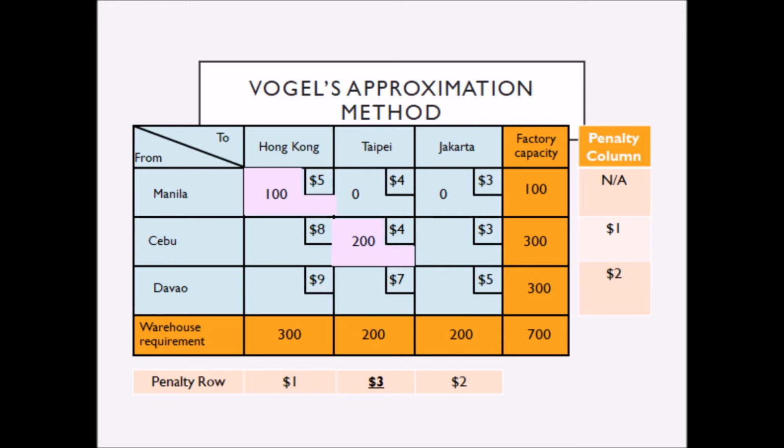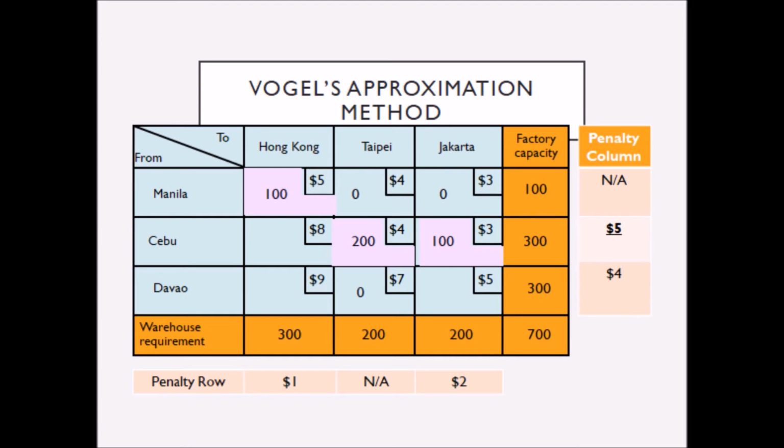And then 7 minus 4, which gives you 3 for Taipei, and Jakarta with a penalty of 2, which is 5 minus 3. And with that, the highest penalty now is Taipei with a penalty of $3. And applying the rule from a while ago, we assign maximum units to where the cost is minimum. In this case, we have the Cebu to Taipei segment, which has a $4 shipping cost. Since Taipei only has a demand of 200, compared to the supply of Cebu, which is 300, we simply put the lower one, which is 200, in that box and repeat the process.